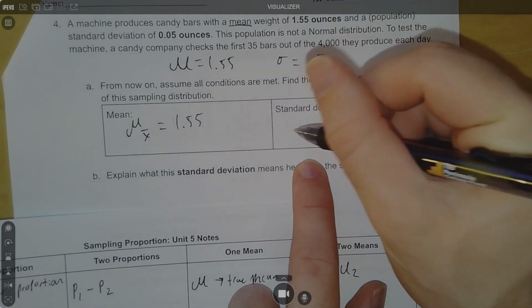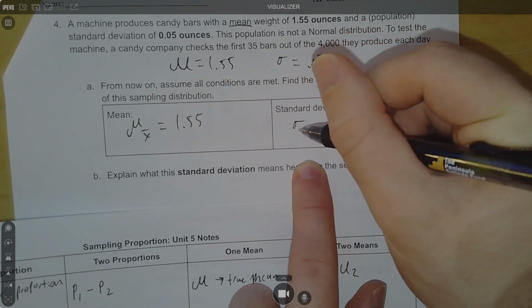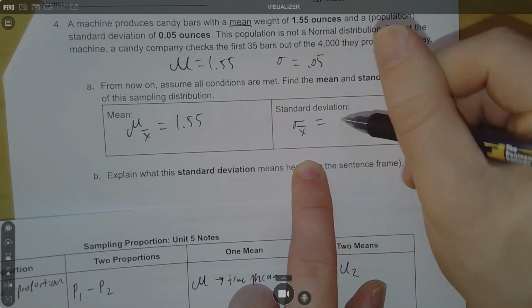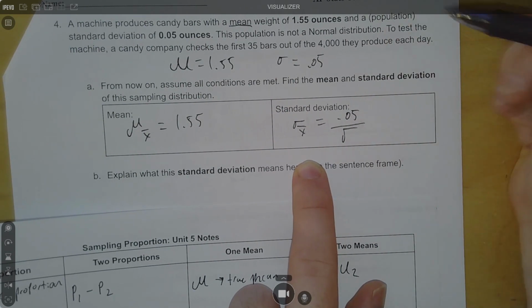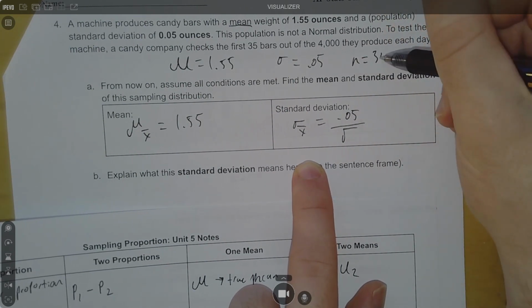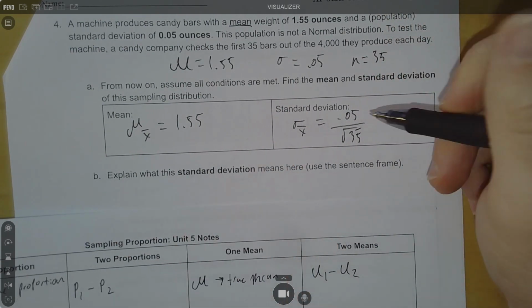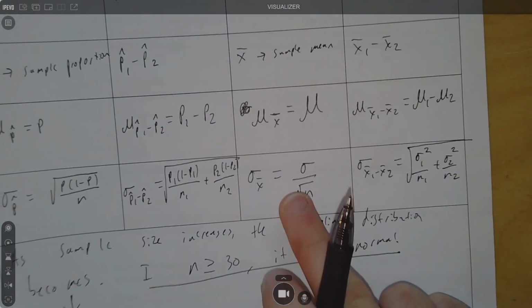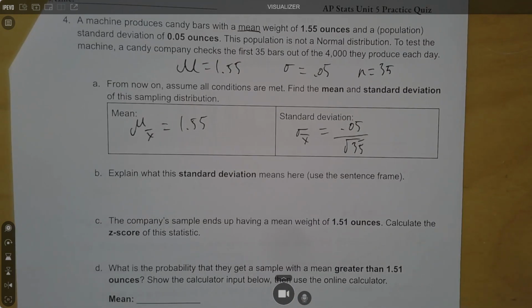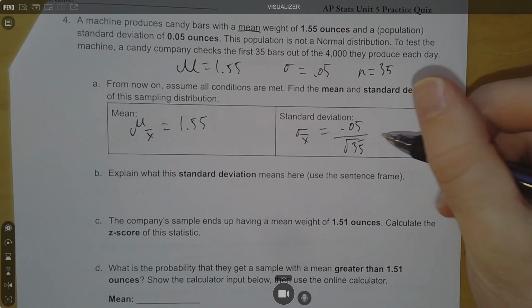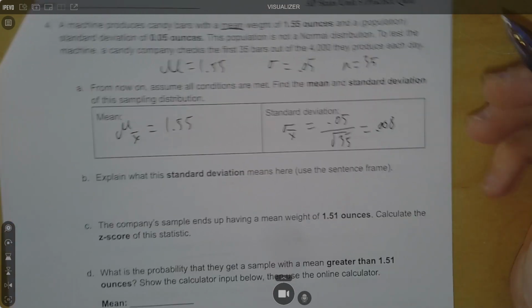To get the sample standard deviation, we are going to take that 0.05 and divide it by the square root of n. I also have n here is 35. That is this formula right here, the sample standard deviation sigma divided by square root of n. So that comes out to 0.05 divided by the square root of 35, which is about 0.008.